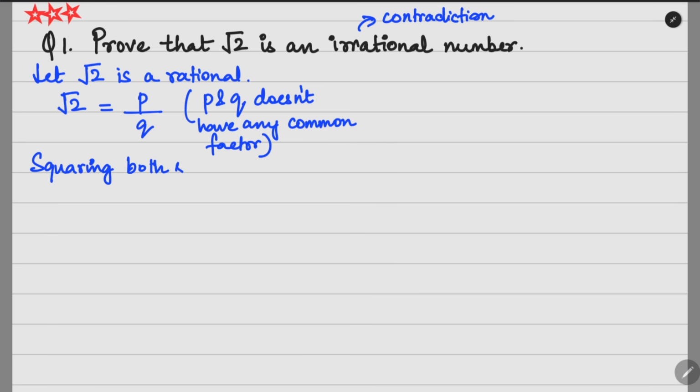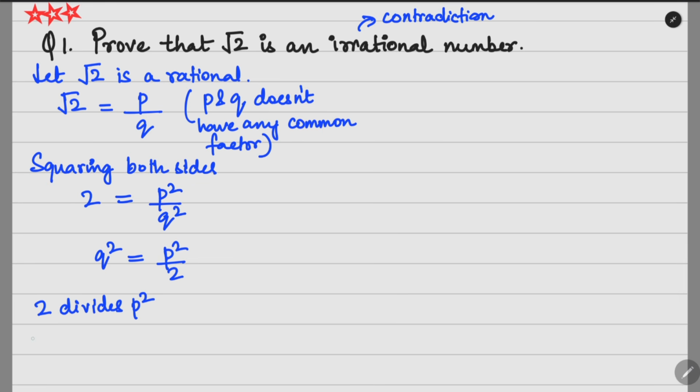Squaring both the sides, root 2 the whole square, 2, equals p square by q square. And q square is nothing but p square by 2. Now what does this show? It shows that 2 divides p square. Automatically, if 2 divides p square, it also means that 2 divides p.